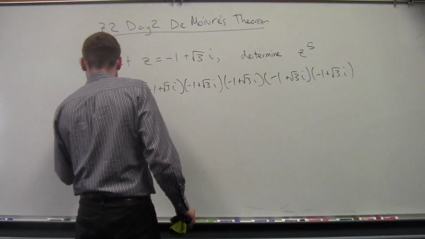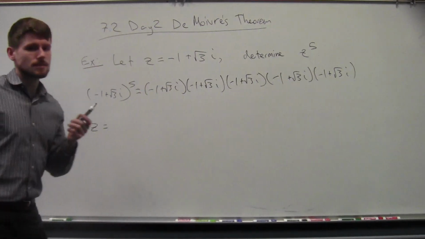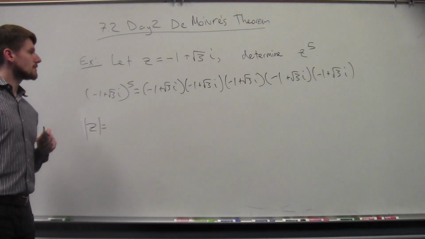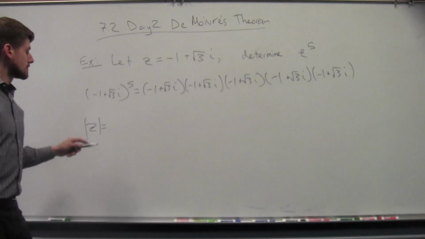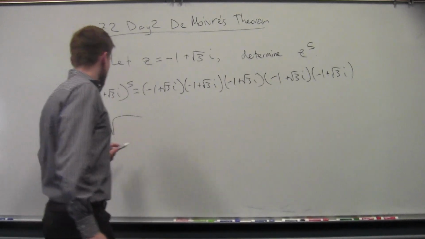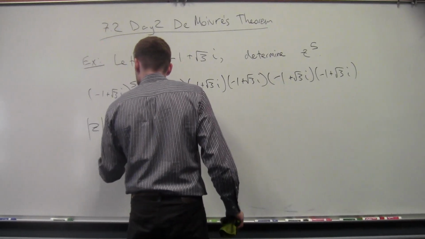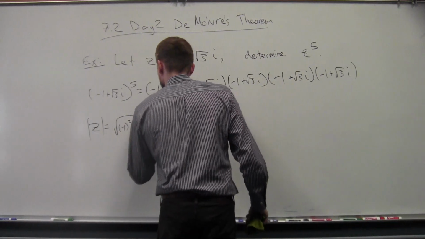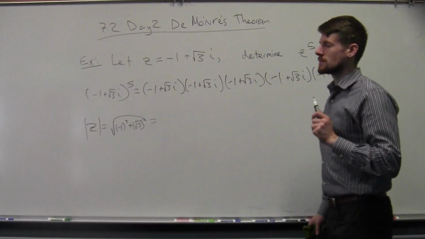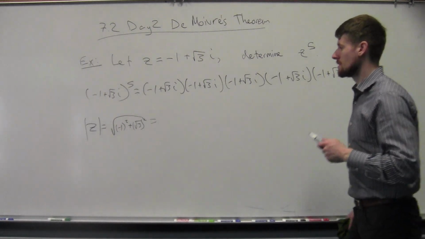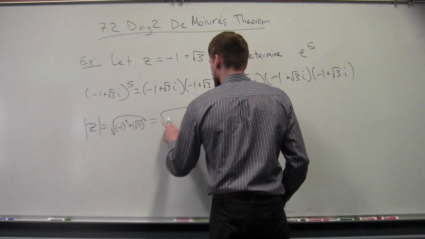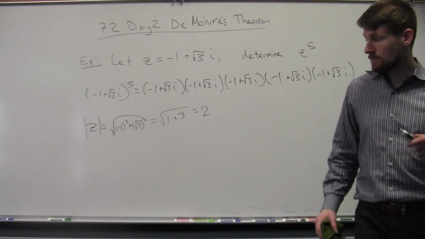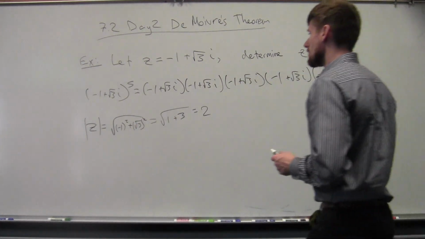So first step in DeMoivre's theorem is I need to get my point into polar form. So step 1 is to calculate the magnitude of z, or the absolute value of z. And that's going to be equal to -1 quantity squared plus root 3 quantity squared, all taking the square root. It's the distance z is from the origin. So this is root 1 plus 3, which simplifies to root 4, which is 2. So it's got a magnitude of 2.